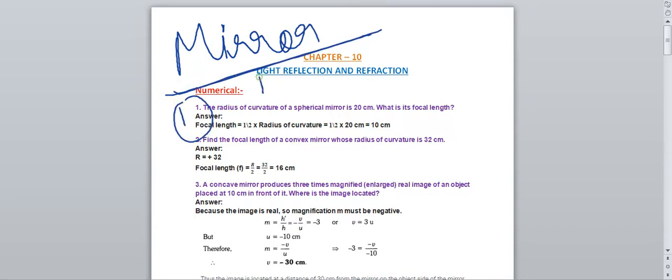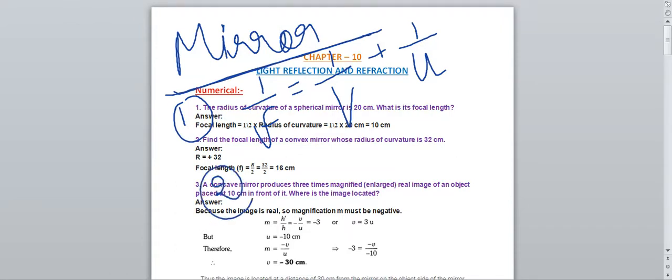And what was the mirror formula? 1/f = 1/v + 1/u, where f is the focal length, v is the image distance, and u is the object distance. So this formula you will use for mirror. 1 by focal length is equal to 1 by image distance plus 1 by object distance.